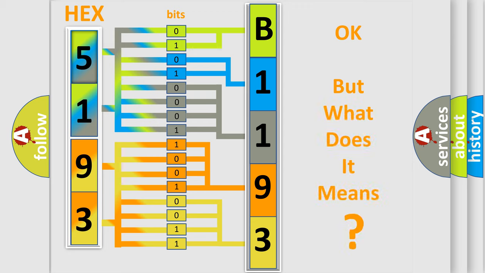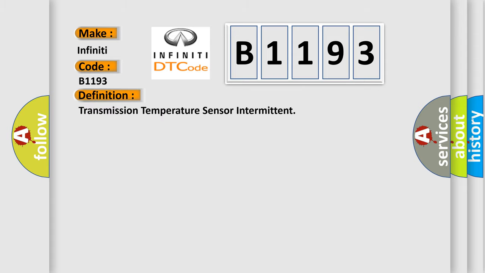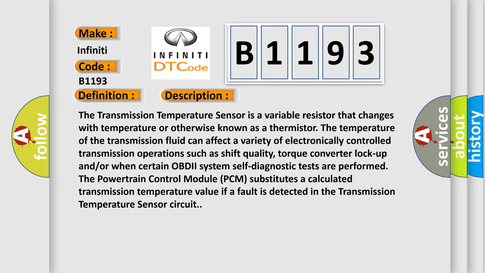The number itself does not make sense to us if we cannot assign information to what it actually expresses. So, what does the Diagnostic Trouble Code B1193 mean specifically for Infiniti vehicles? The basic definition is transmission temperature sensor intermittent. And now this is a short description of this DTC code.